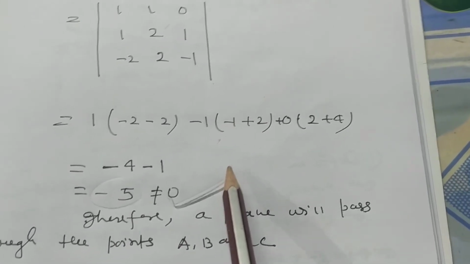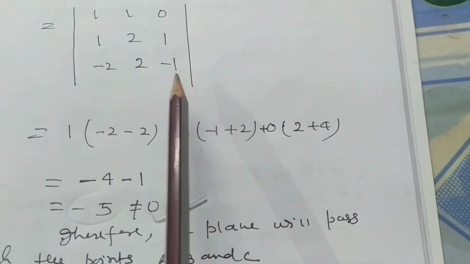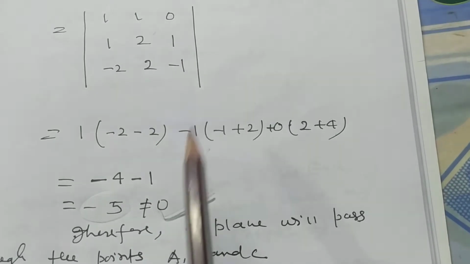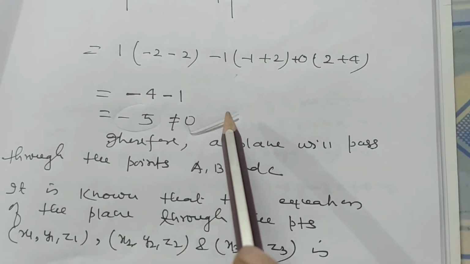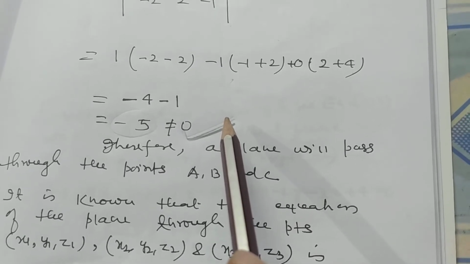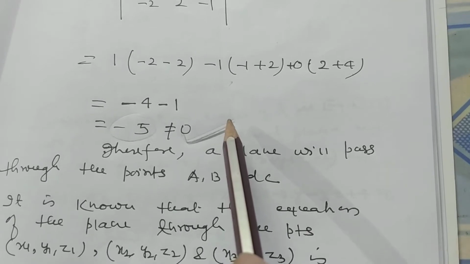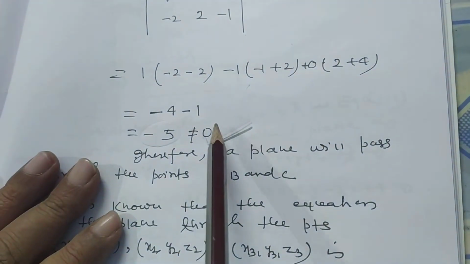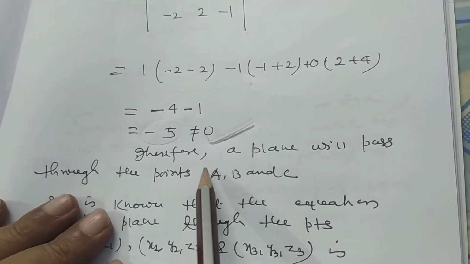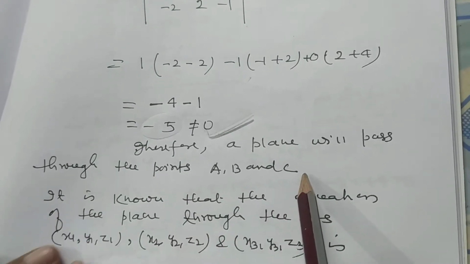If the value of the determinant made by these 3 points is equal to 0, then an infinite number of planes will pass through them. There is no need to form the equation of the plane. But if the value of the determinant made by these 3 coordinates is not equal to 0, then a plane will pass through the points A, B, and C.